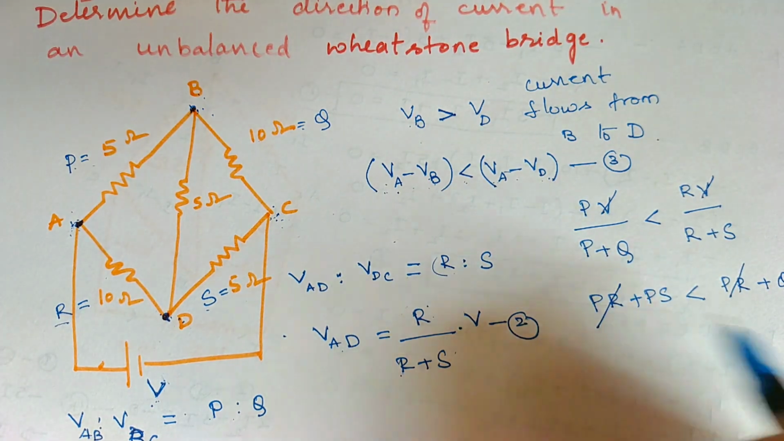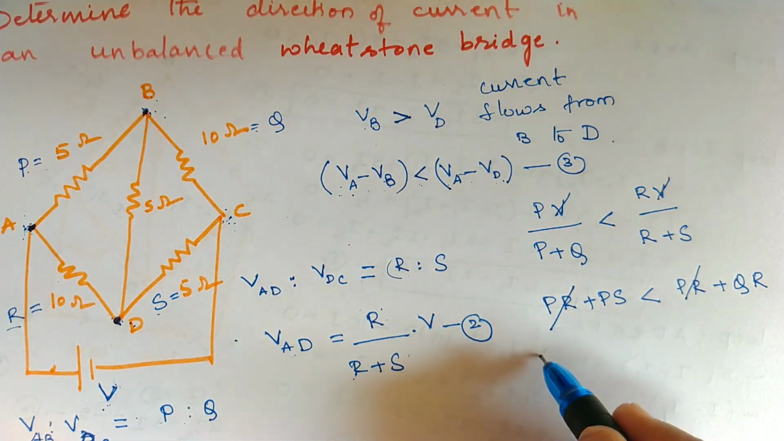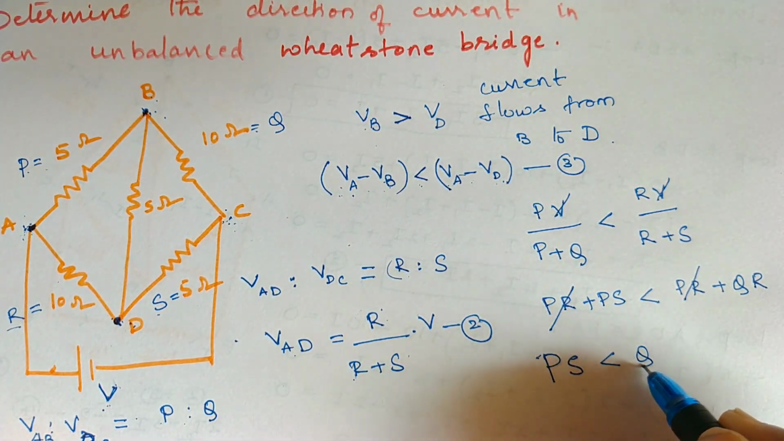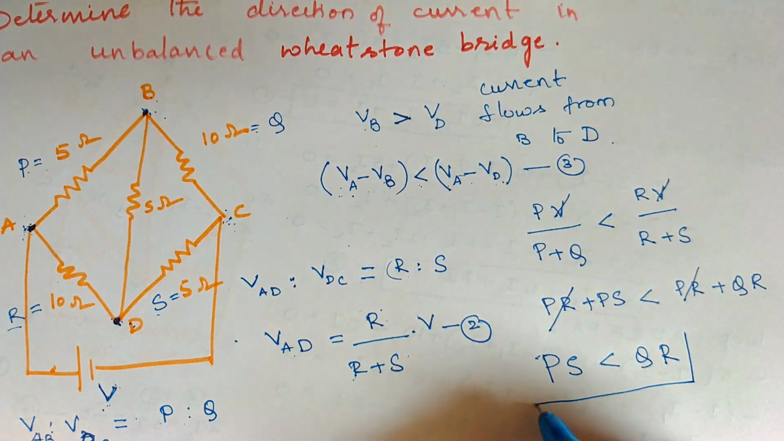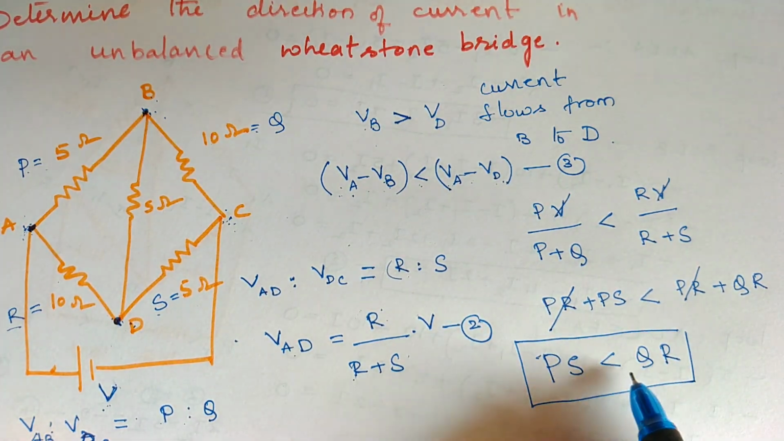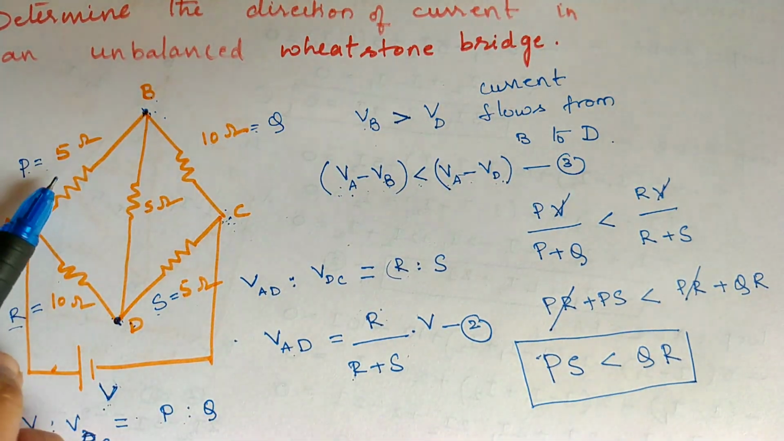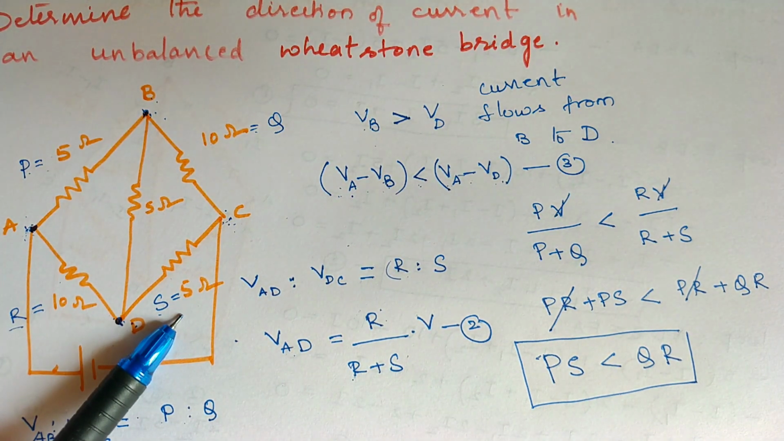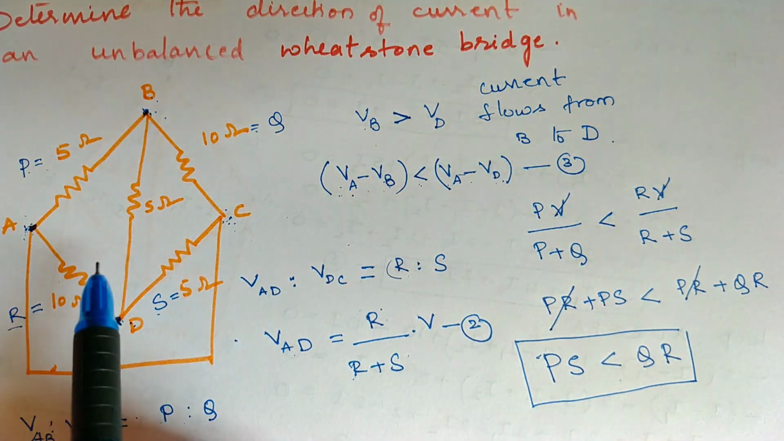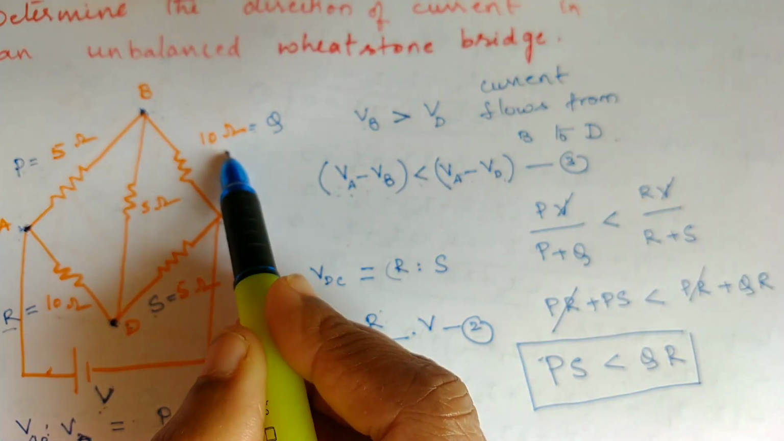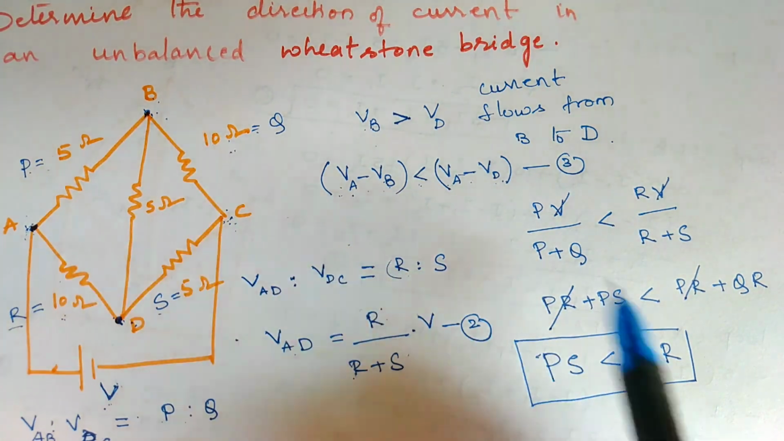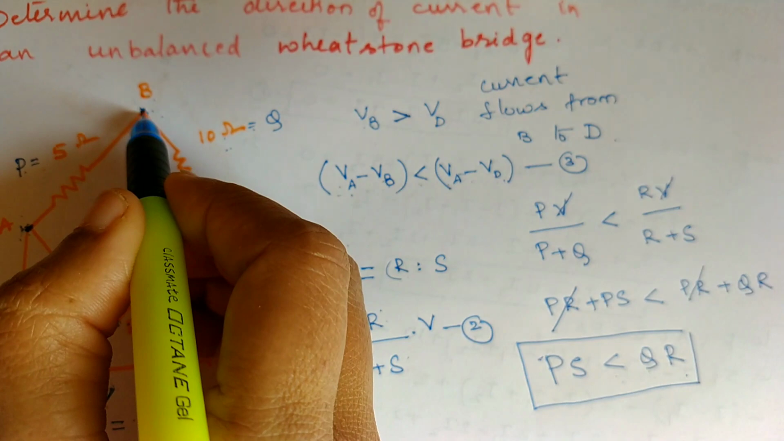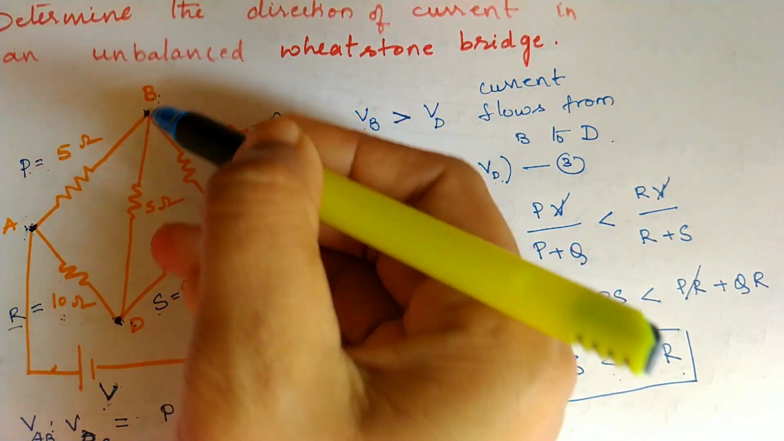Both sides we have PR and PR. What is the condition we are getting? PS should be less than QR. Remember this condition. Product of these two resistors, 5 into 5, that is 25, should be less than 10 into 10, it is 100. So if PS is less than QR, current will flow from where to where? B to D.